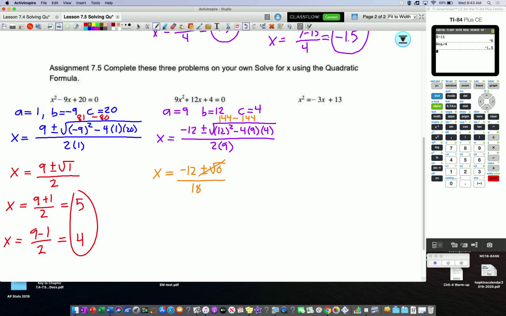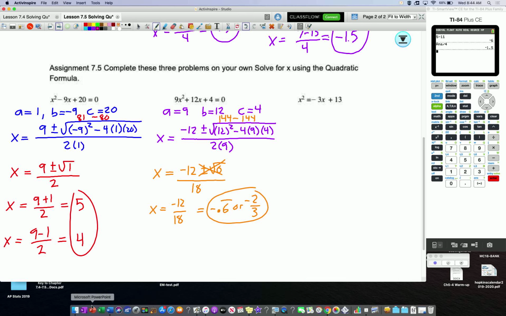Well, anything that's 0 is gone. So I have the fraction -12 over 18. That's like saying -0.6 repeating. Or if you like the fraction, -2/3. So this one only has one answer because that's what happens. If this part becomes 0, you actually only get one solution.